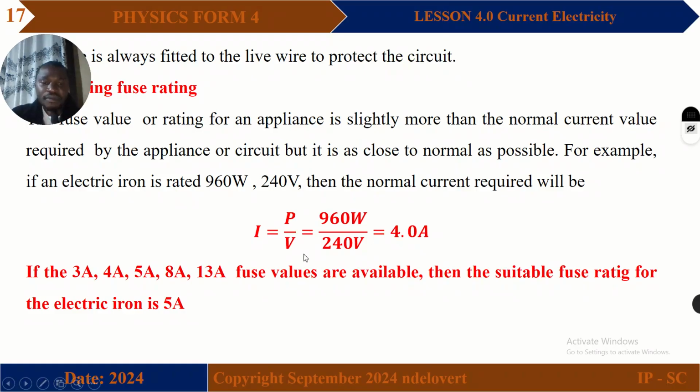So that's how you know the rating of a fuse to use. Fuses are rated according to the current. If you want to go and buy a fuse, they'll ask you, is it 3 amperes, 5 amperes, 8 amperes, or 30 amperes? They'll call it 30 amp, 5 amp, like that. So the one you use should be slightly above the current that is passing through the appliance that you want to use it for.